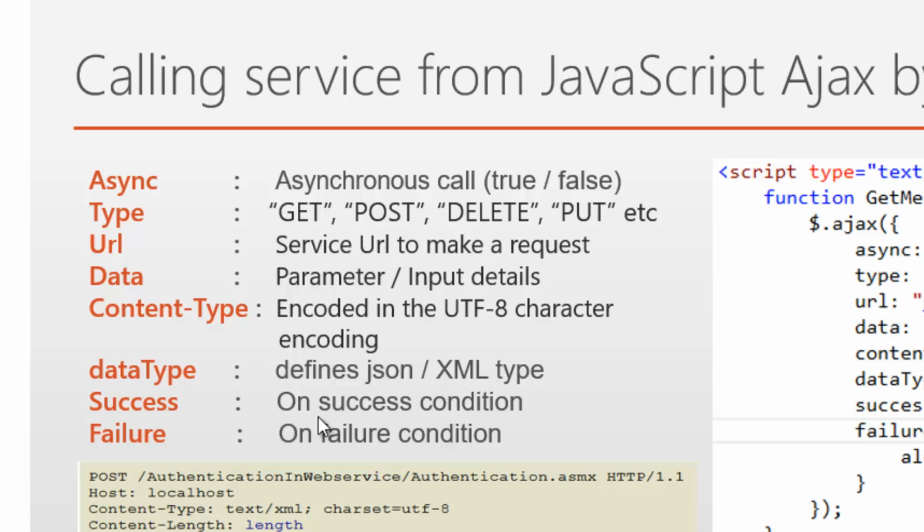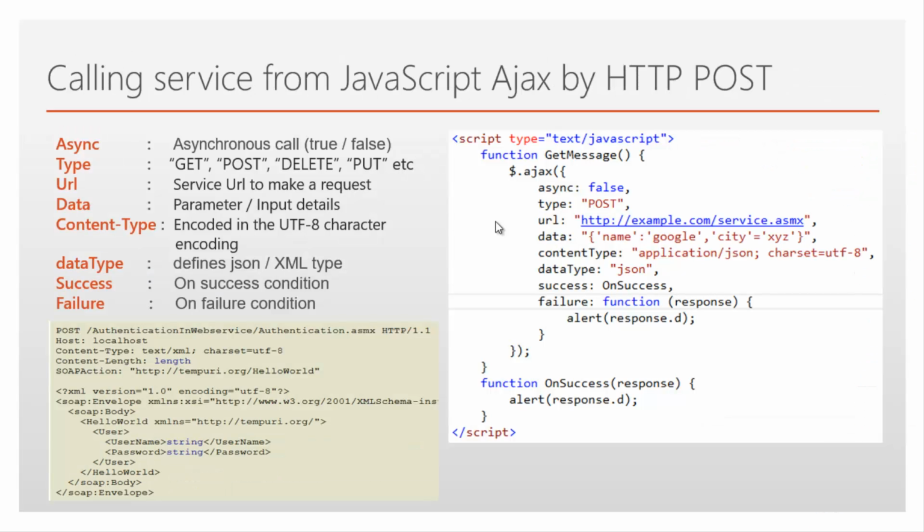For the success condition and for the failure condition, we are using functions to show an alert to the user. Let's look in action how to make a service call using JavaScript Ajax.